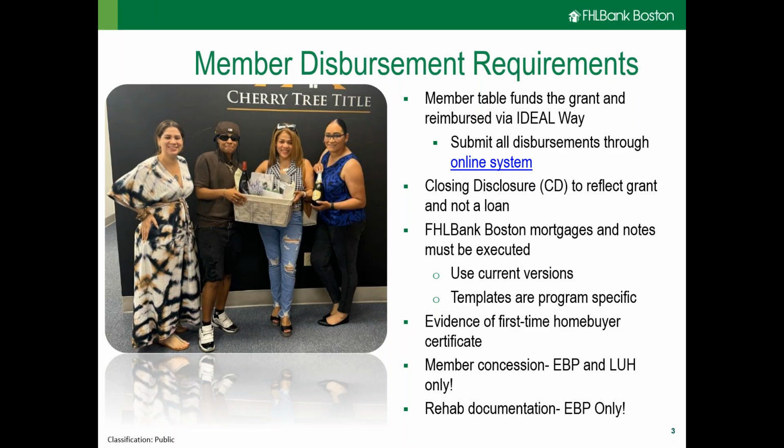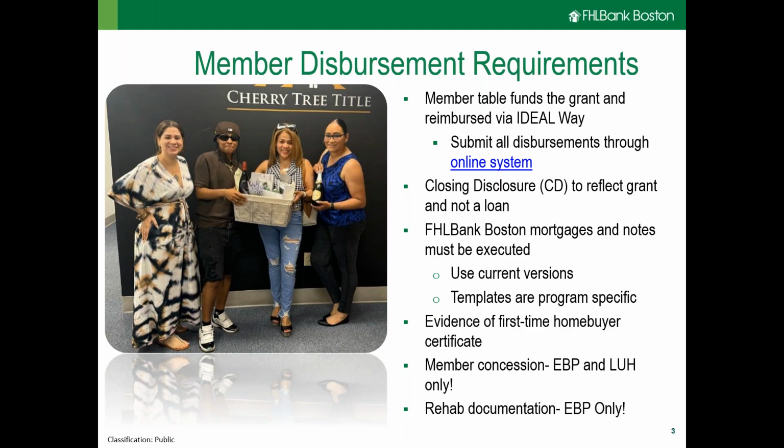We do need to have the closing disclosure reflect our grant, and our grants are not loans, so we do recommend listing it as a credit. If you know what program it's going to be, you can label it EBP grant, HOW, LUH grant, or even just Federal Home Loan Bank grant. We just don't want the misconception of listing it as a loan because these are forgivable grants after the 5-year retention period that we'll cover today.